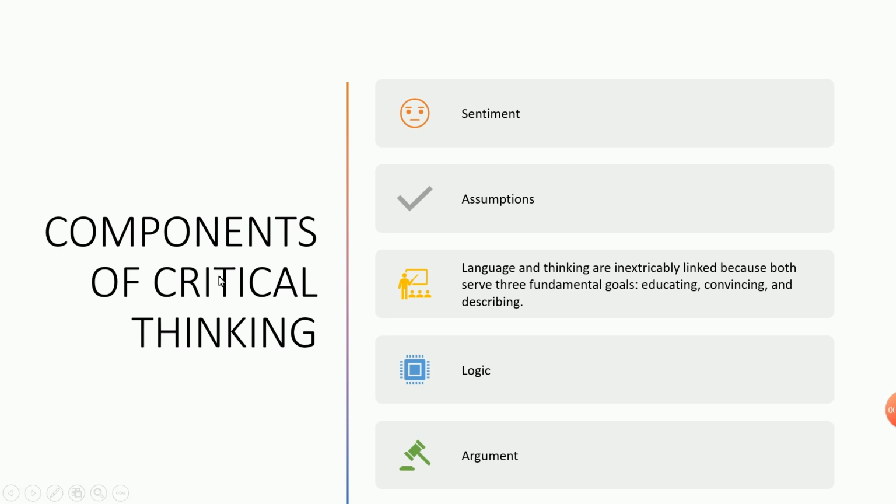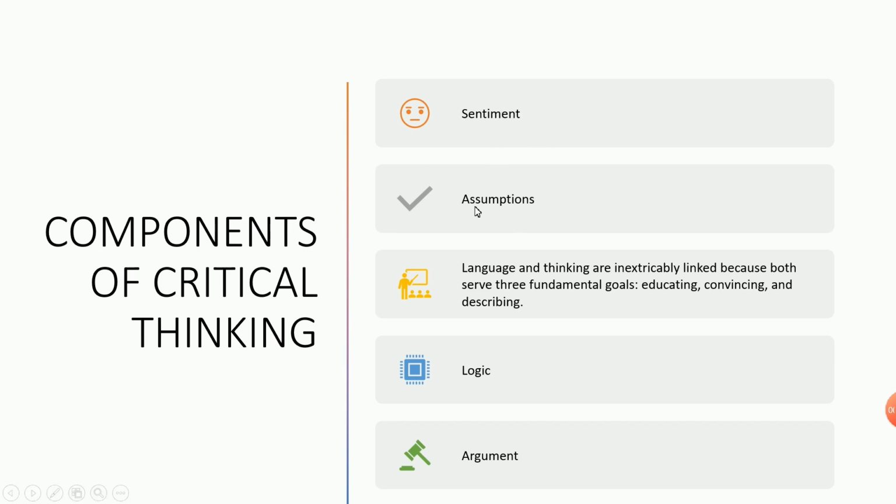Components of critical thinking. Critical thinking would be influenced by certain things. First one is sentiment. Again I'm going back to the example of religion. When the basic principle of religion is affected or criticized anywhere, the people who are very sentimental towards that particular religion protest against the person who made such comments. So sentiment plays a main role.